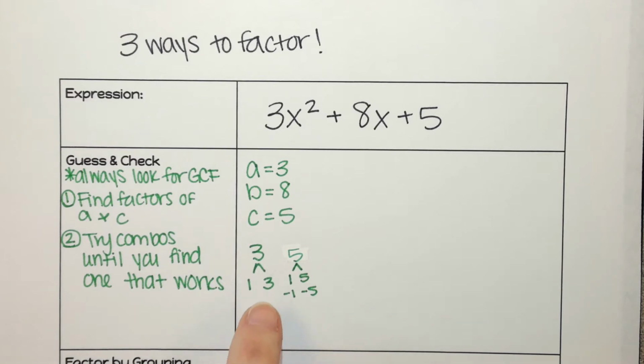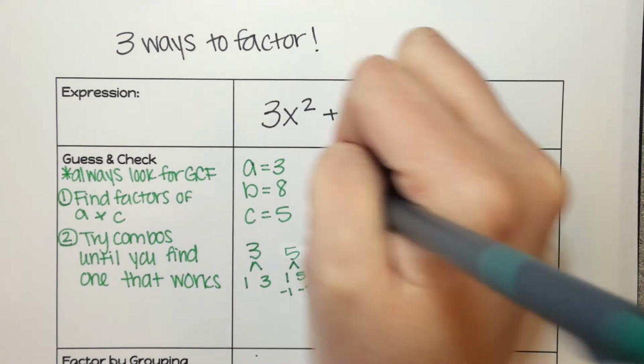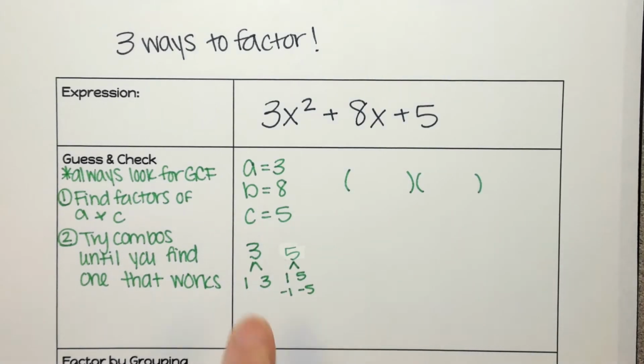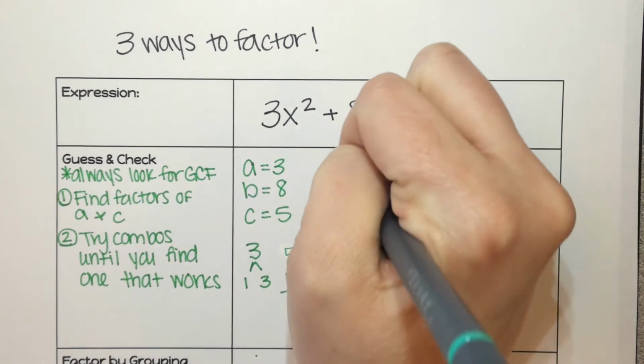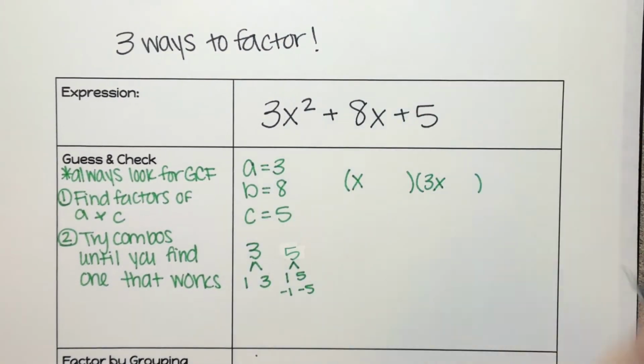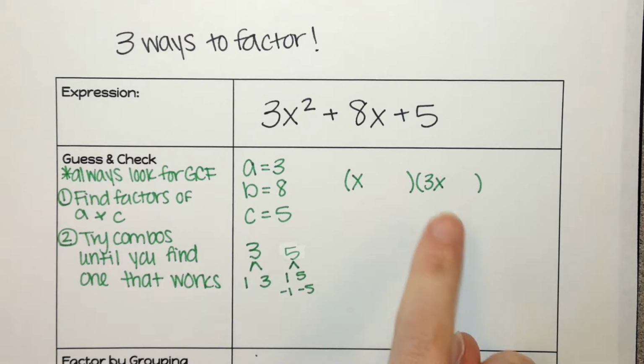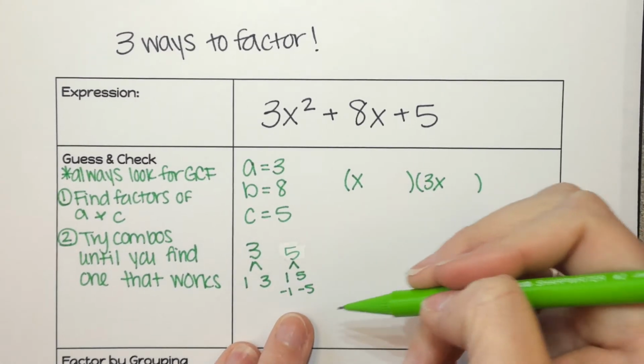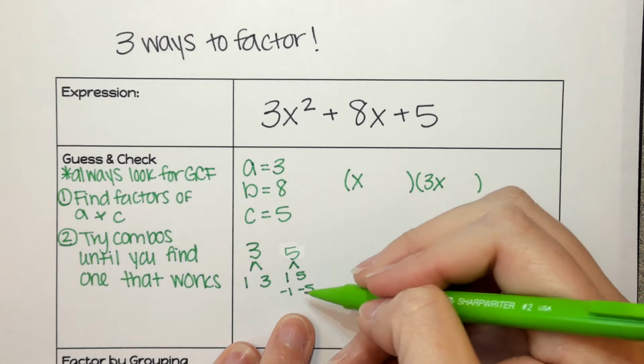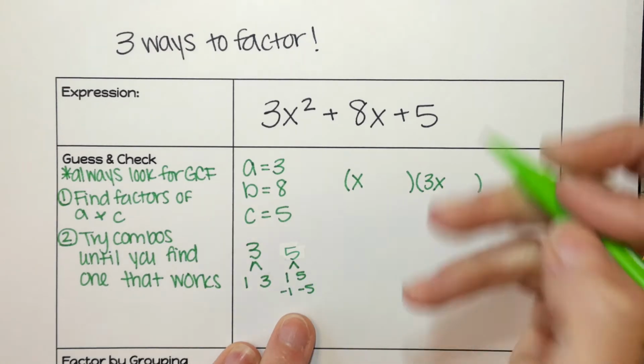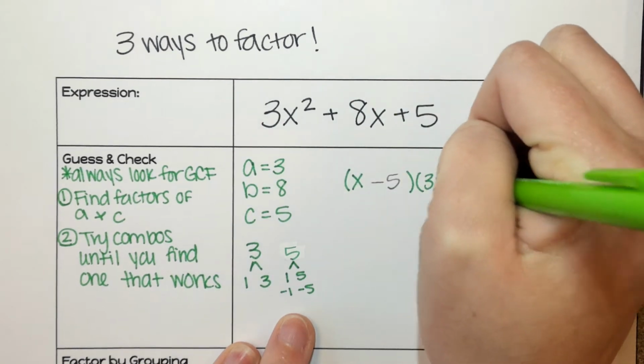Okay, so we're going to make 2 sets of parentheses, and our A only has one option. It's 1 and 3. So we're going to fill in a 1x and a 3x. Then we're going to use our factors of C to fill in the rest. But this is guess and check. So I'm going to switch over to a pencil because I'm probably going to have to do some erasing. Okay, so just to show you how it works, I'm going to try -5 and -1.